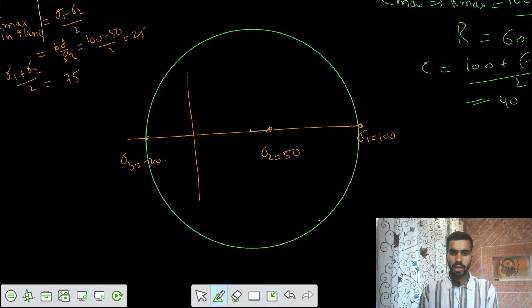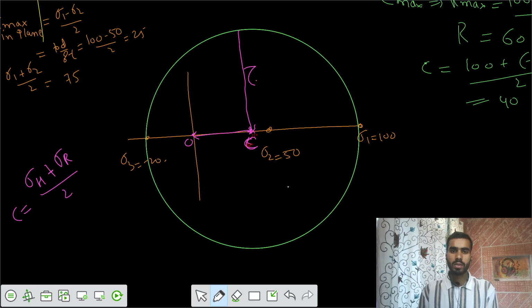So there's some center C from the origin at a distance of sigma hoop minus sigma hoop plus sigma radial by 2. This is your center, and at that value we can have some tau max. This is your tau max absolute. Tau max absolute equals sigma hoop minus sigma radial by 2.